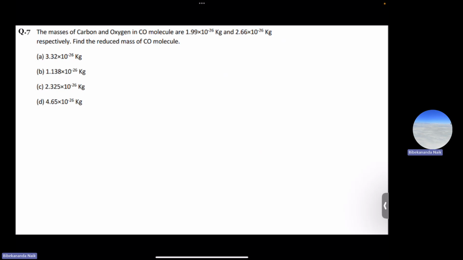minus 26 kg. So these are the four options, and we need to find out what is the reduced mass of the carbon monoxide molecule. So I request you to try this question and then we will discuss which will be the correct option.